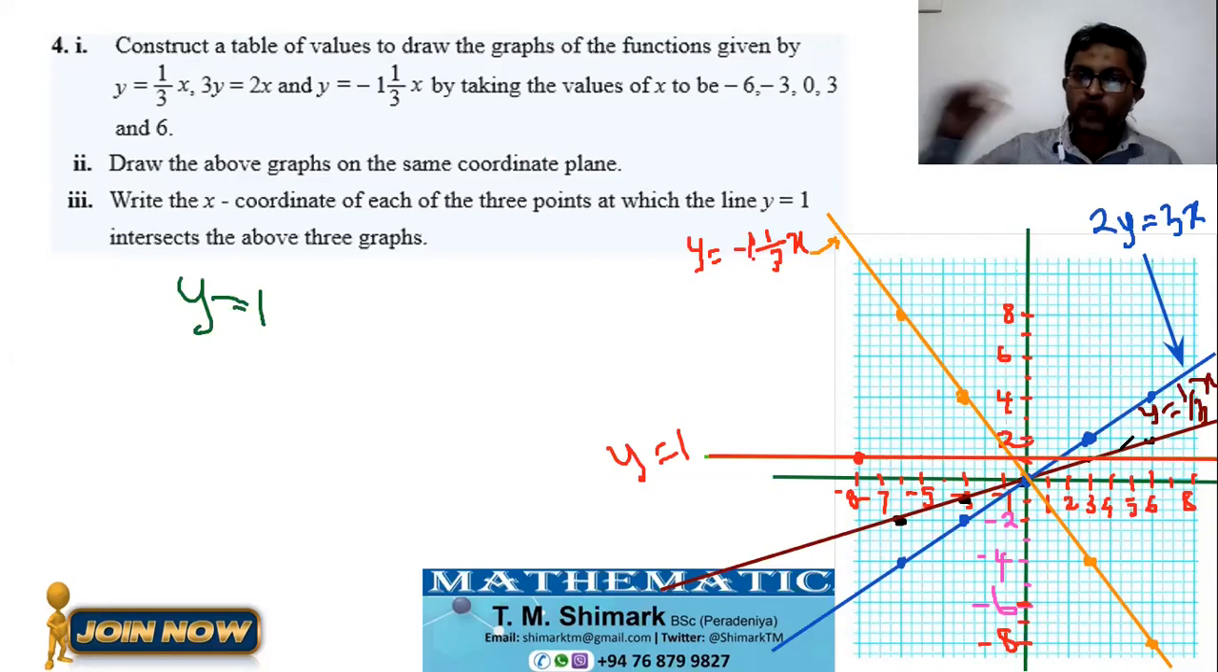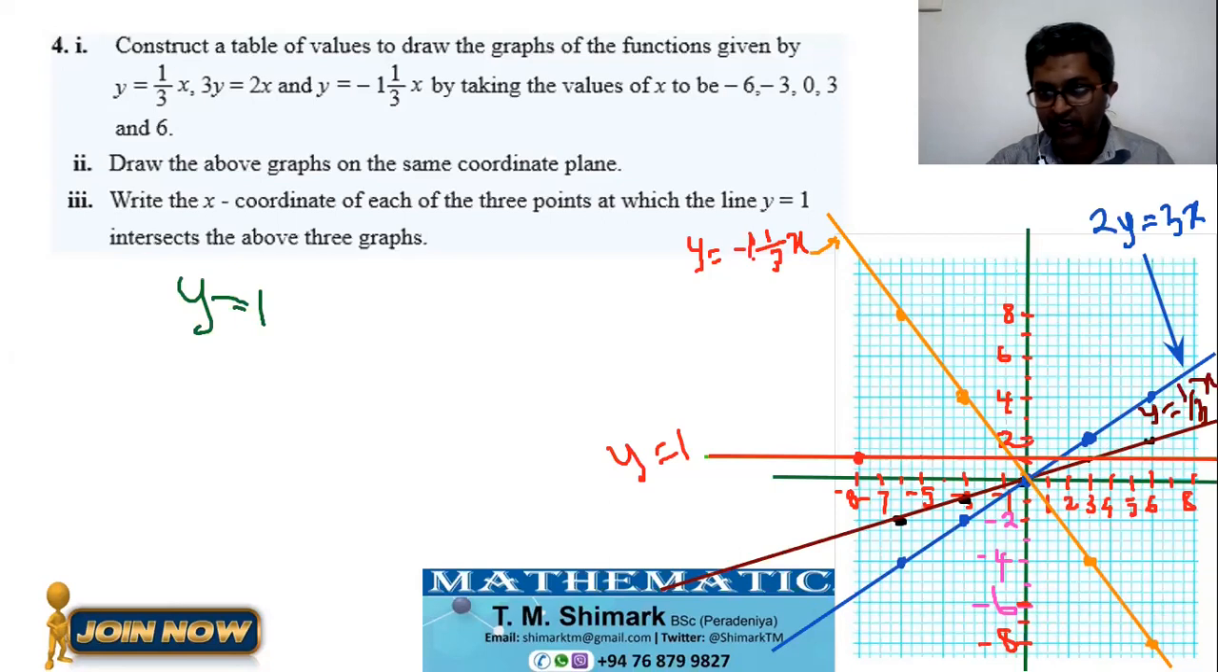y equals 1, y equals 2, y equals 0, y equals minus 5, y equals 10, y equals 100. All these will go parallel to what? The x-axis, right? Yes, going parallel to the x-axis. Now the question asked for the x-coordinate of each of the 3 points at which the line y equals 1 intersects the above 3 graphs.